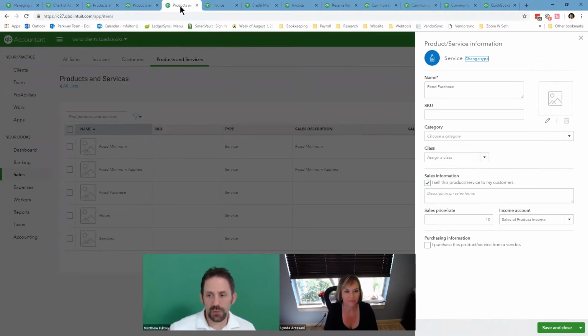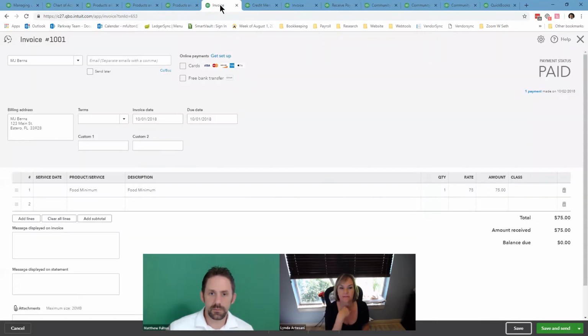So keep going. And then the food. Okay, here are the food purchases, right? That could be whatever they have. Obviously, I made one for $10, but you could make it for however many products you sell. So hot dogs, beer, whatever it is.